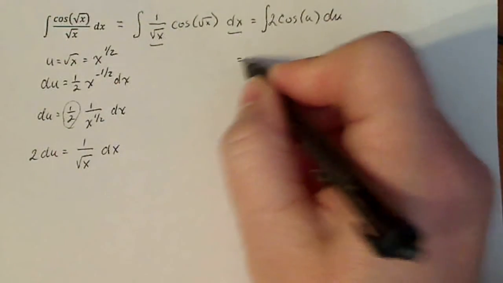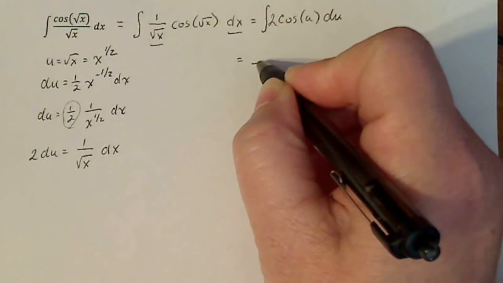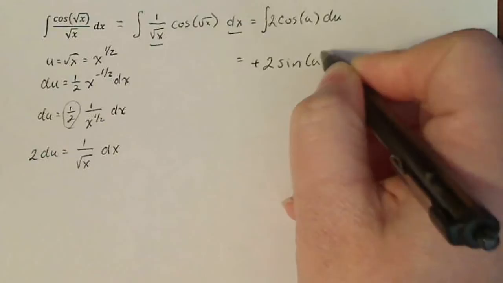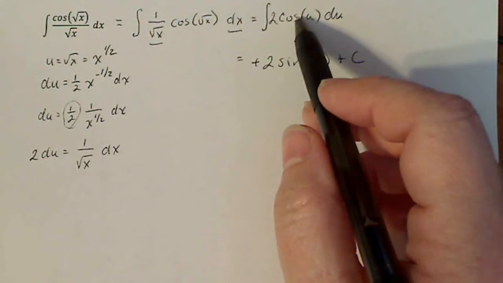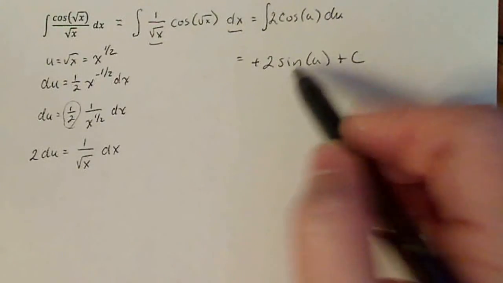Now when you go ahead and just integrate this as is, you get plus 2 sine u plus c. I always have to think about that, right? The derivative of sine is cosine, so the integral of cosine is positive sine.